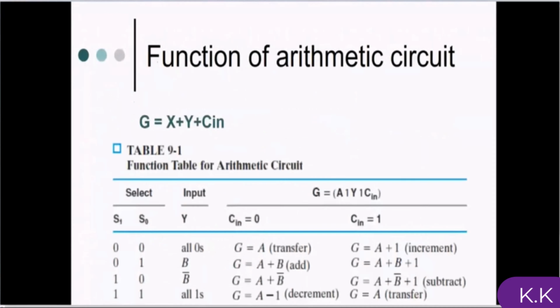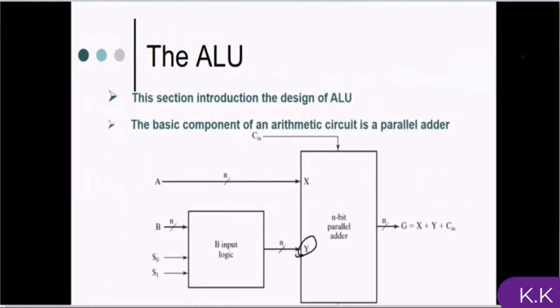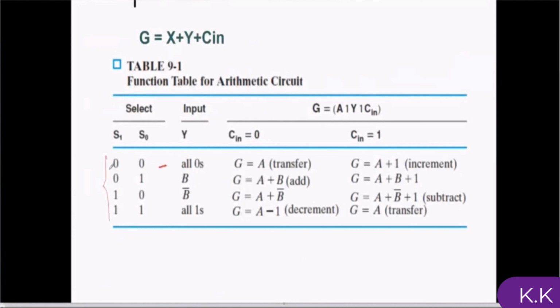First, let's explain what type of operations can be done by this circuit. As you can see, since we have two selector inputs S0 and S1, there will be 4 different combinations: 0 0, 0 1, 1 0, 1 1. The input Y will be taken from different sources. If the selector is 0 0, as the input of the ALU, all zeros will be given, and if it is 1 1, all ones will be given to the ALU.